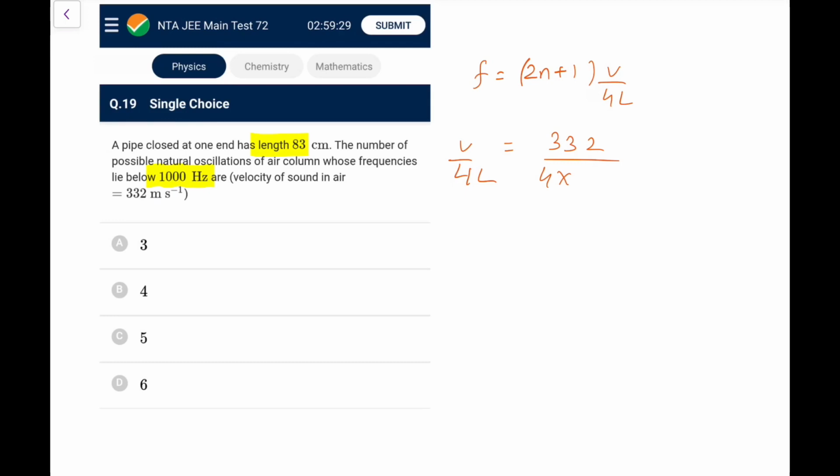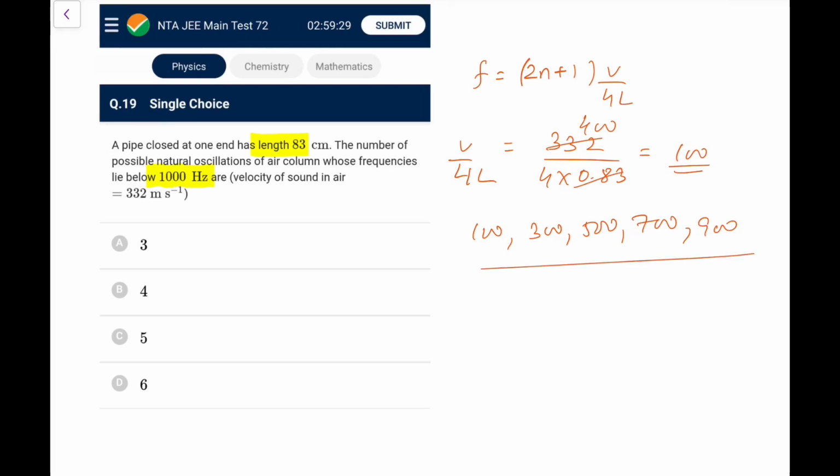Pipe closed at one end, okay, length is what? 83. You can write it as 0.83. So if I do this, this is 83, and then 400 by 4, that is 100. So what we can have is 100, next we have 300, next we have 500, next we have 700, next we have 900. Now it will cross 1000. So there could be 5 possible values before that.